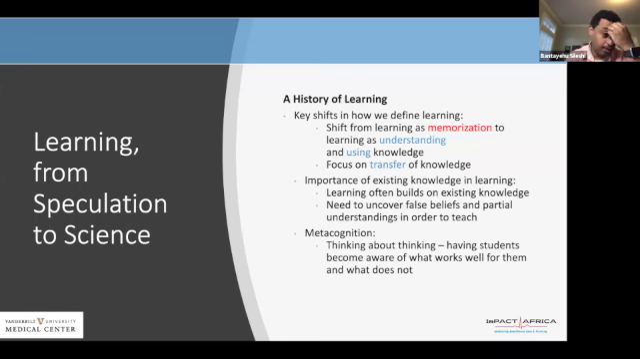Another thing that has come up in the history of learning is metacognition, and that is thinking about thinking, meaning having students become aware of what works well for them and what doesn't, so that they are able to consume material in a way that works best for them.